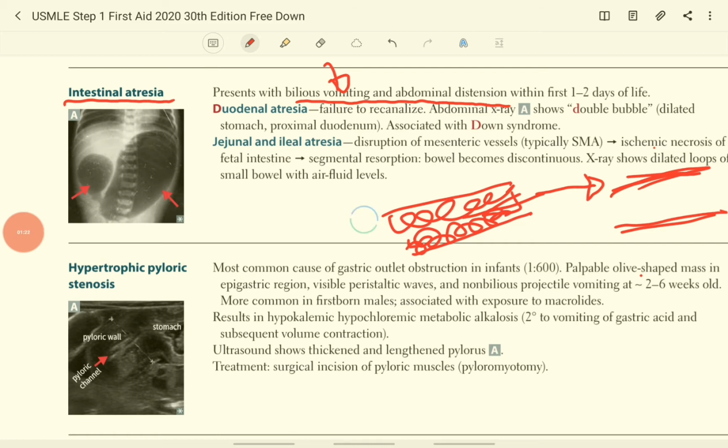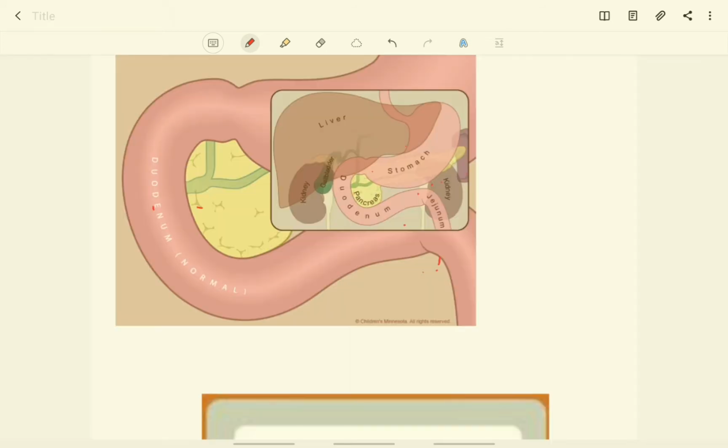And this patient is having a double bubble sign, which is shown here in the X-ray. This is the distended stomach, and this is the area where there is no recanalization. So this duodenal atresia is commonly associated with Down syndrome.